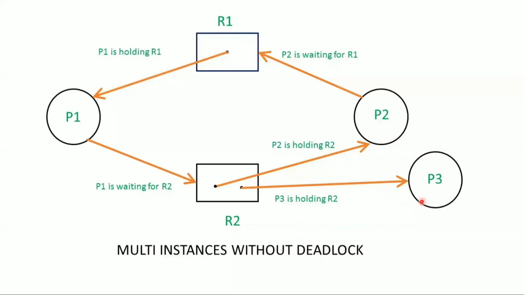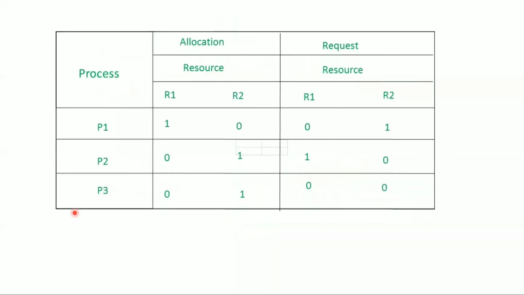Because P3 is not requesting any resource, I can say that without any delay, P3 will get executed. When P3 gets executed, R2 will be released, and this R2 will be allocated to P1. So P1 has R1 and gets R2, and it will get completed. After P1 completes, it will release R1, and after that P2 will get completed. So the sequence will be P3, P1 and P2. In this sequence, we can execute all the processes, so there will be no deadlock. We can see the same from the table.